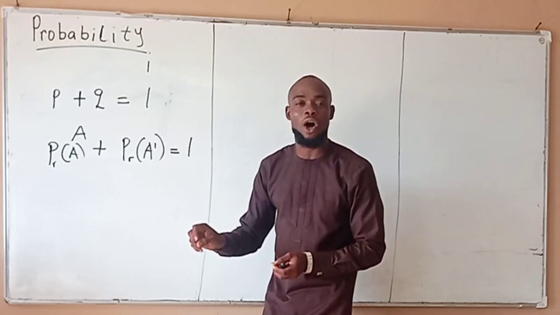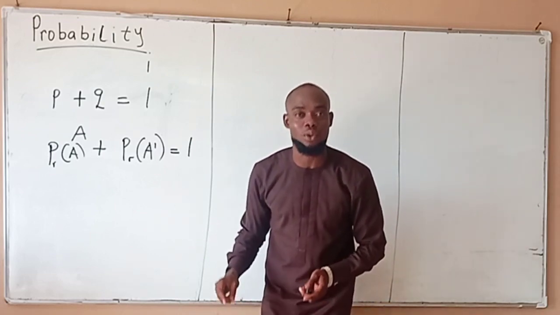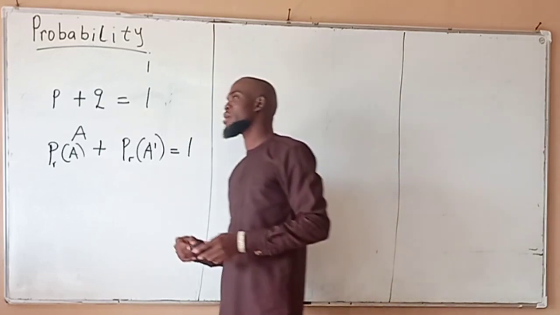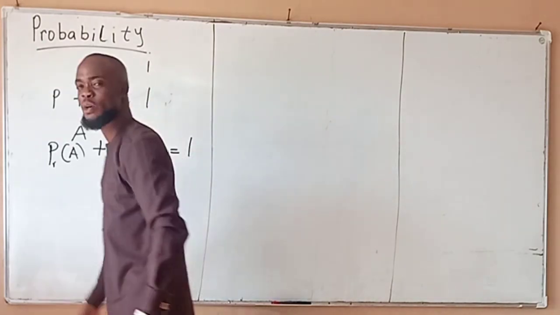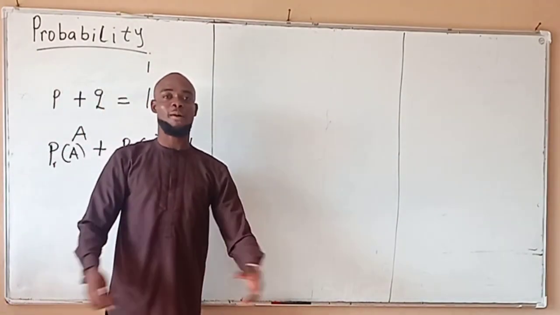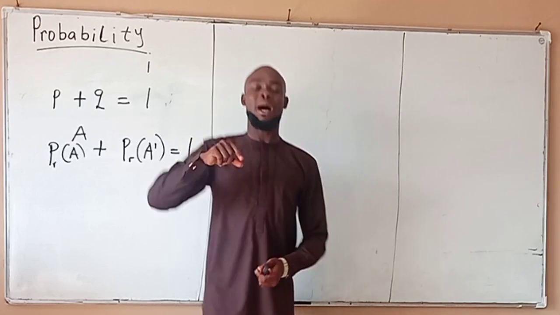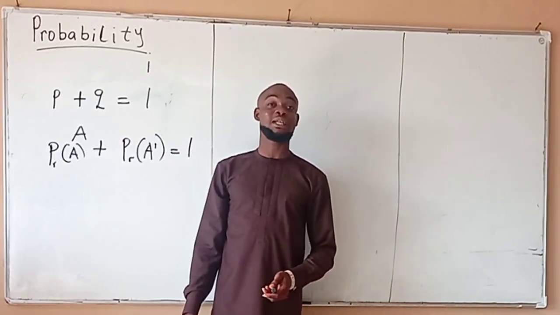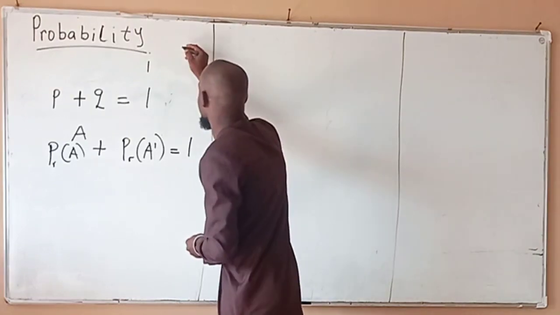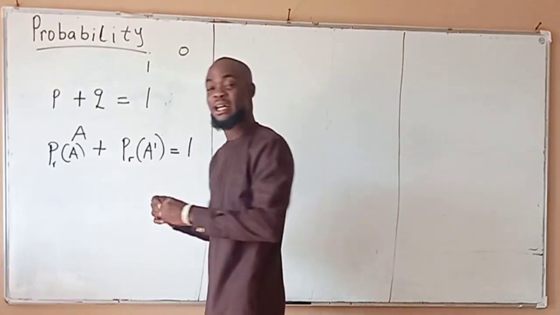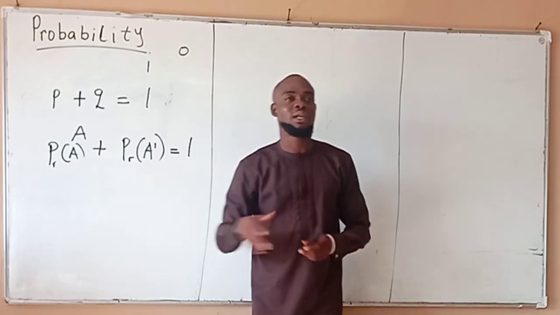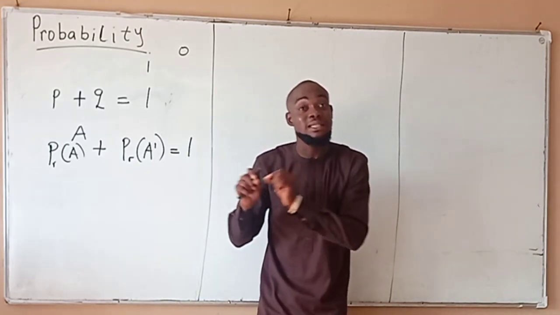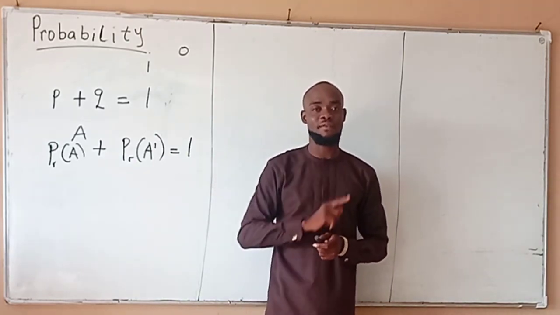The probability of something that is impossible. Take note of this. Probability of an impossible event, also called an event that is not possible. For example, I cannot jump out of this video to come and meet you where you are. Is it possible? Probability of an impossible event is always equal to 0. Take note of that. It's still very important.